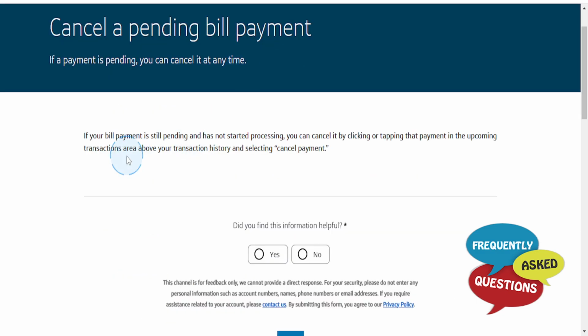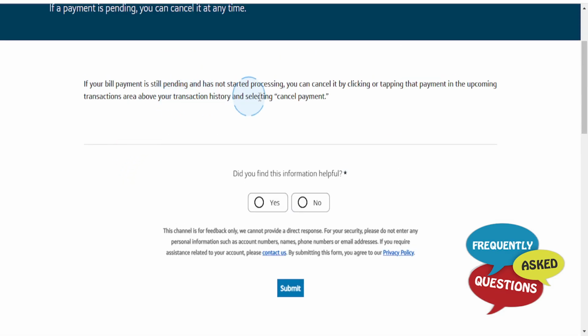If you want to cancel something like a bill payment, you can do that only if it's still pending and has not started processing. You can cancel it by clicking or tapping that payment in the upcoming transaction area above your transaction history and selecting cancel payment.